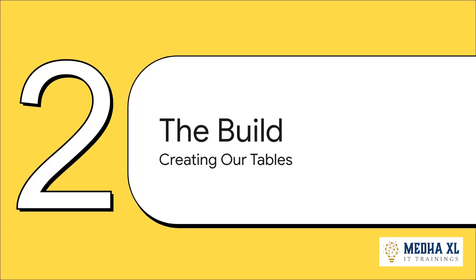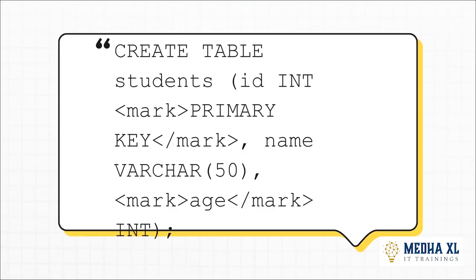All right, blueprints ready. It's time to roll up our sleeves and start building. We're going to create the actual drawers for our database now by defining the structure of our three essential tables. First up, the students table. Let's look at the command. We're creating three columns here. ID, which is an int, that just means integer, a whole number. Then name, which is a varchar. Think of that as a text field that can hold up to 50 characters. And finally, age, another integer.